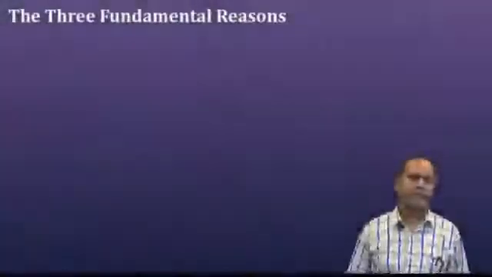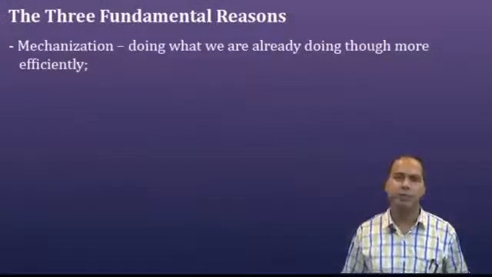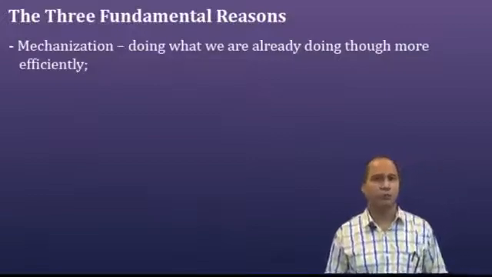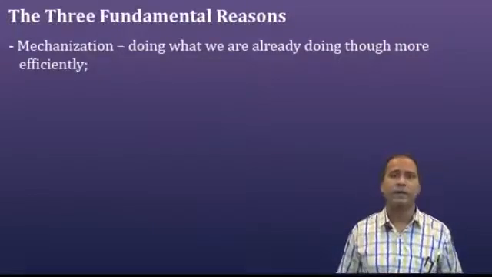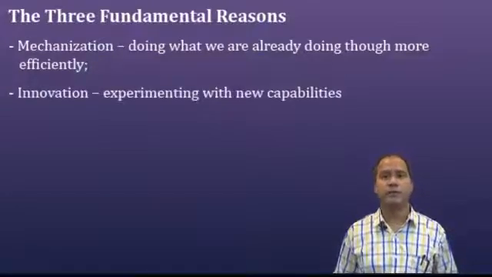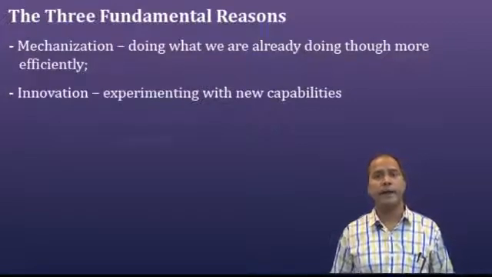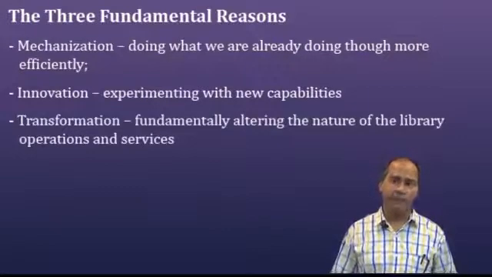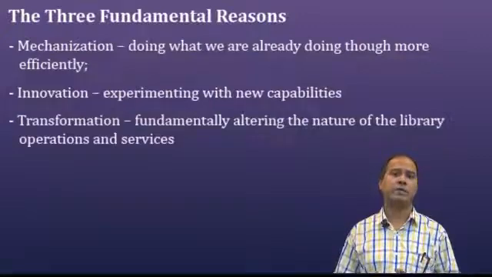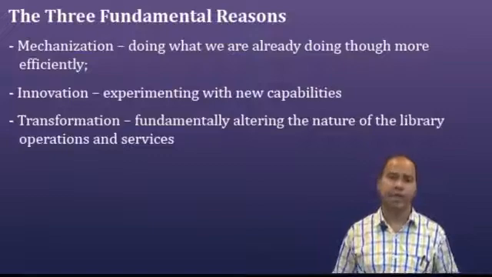It is characterized by three fundamental factors. One is mechanization, that means doing what we are already doing but more efficiently. The second factor is innovation, experimenting with new capabilities, that is, introduction of new services and improvement of existing services through the use of ICT. And transformation, that means fundamentally altering the nature of library operations and services through capabilities extended by ICT.